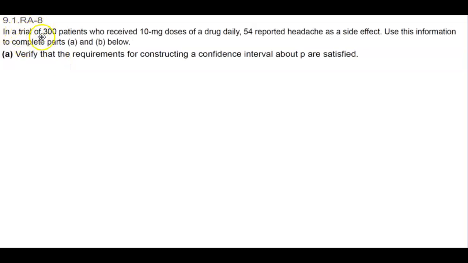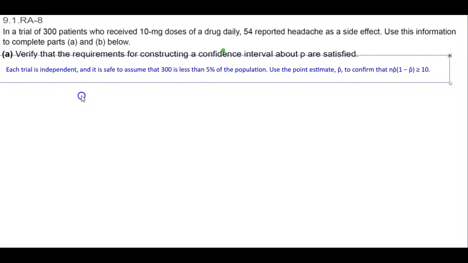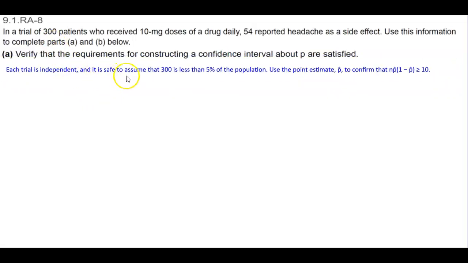9.1.RA-8. In a trial of 300 patients who received 10 milligram doses of a drug daily, 54 reported headache as a side effect. Use this information to complete parts A and B below. We want to verify that the requirements for constructing a confidence interval about P are satisfied. Well, the first thing is that each trial is independent, and it is safe to assume that 300 is less than 5% of the population.